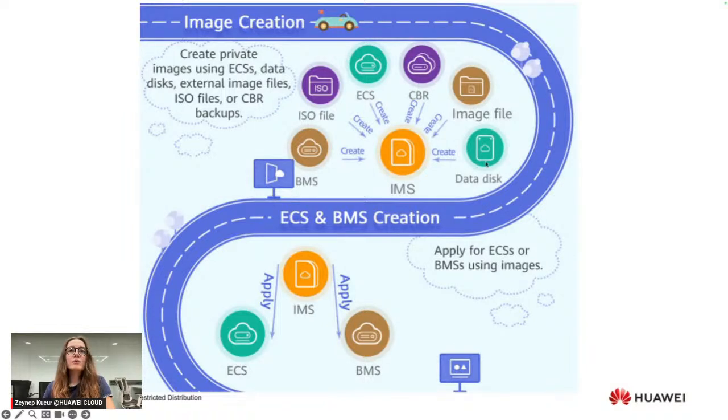So the way you can create an image is very versatile. You can create private images using ECSs, data disks, external ISO files, or even from cloud backup recovery points. Once you create these images, you can use them to set up new ECSs or BMS instances. And this makes it super easy for you to standardize and scale deployments. As you can see, you can create from BMS, ISO file, ECS, CBR, image file, data disk.